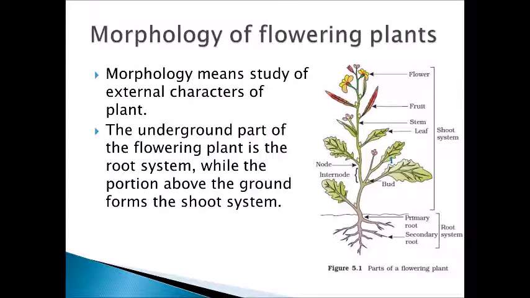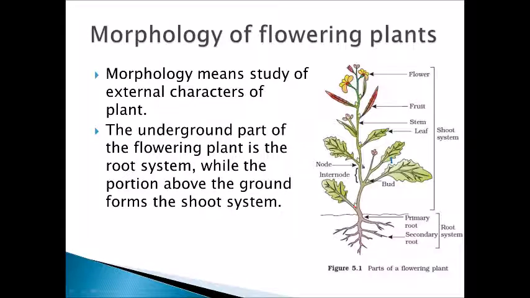If you study the angiospermic plant regarding its parts, the underground part of the flowering plant is the root system. Below the ground surface, this part comprises the root system, and the portion above the ground surface is called the shoot system. This shoot system includes stem, leaves, flowers, fruits, etc. And below the ground, it includes the root system.